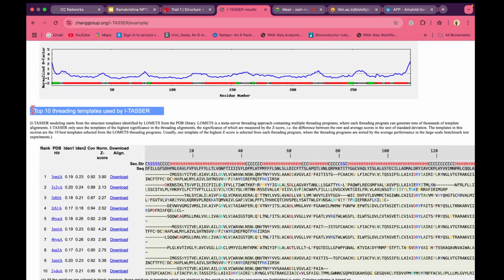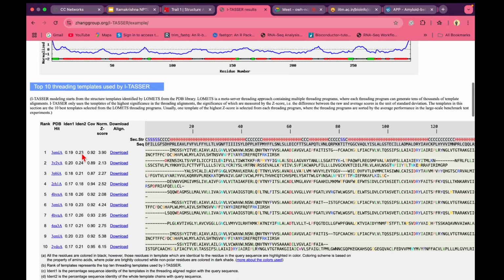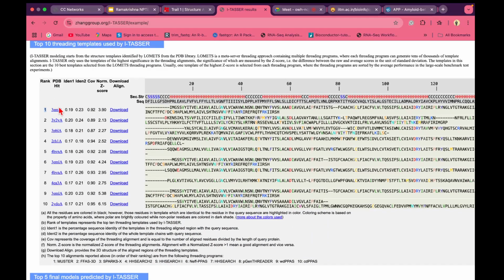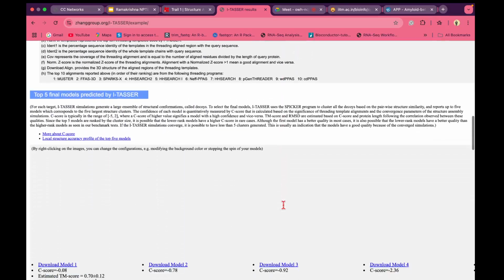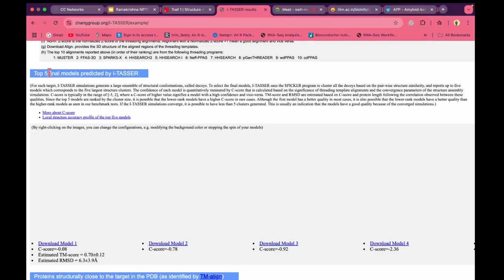Then it uses threading templates. In the threading method, as we studied, it's a combination of the ab initio as well as the homology method. So it identifies 10 PDB IDs, that is existing structures, and it tries to construct a multiple sequence alignment following the secondary structure comparison. Finally, based on this, the top 5 models are given as output.